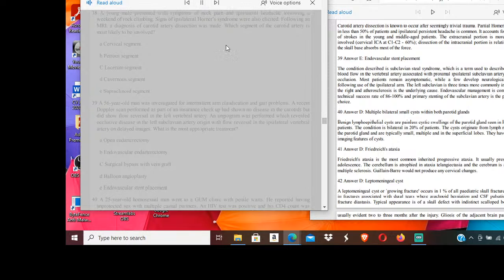38. A young male presented with symptoms of neck pain and ipsilateral headache following a weekend of rock climbing. Signs of ipsilateral Horner's syndrome were also elicited. Following an MRI, a diagnosis of carotid artery dissection was made. Which segment of the carotid artery is most likely to be involved? A. Cervical segment, B. Petrous segment, C. Lacerum segment, D. Cavernous segment, E. Supraclinoid segment.